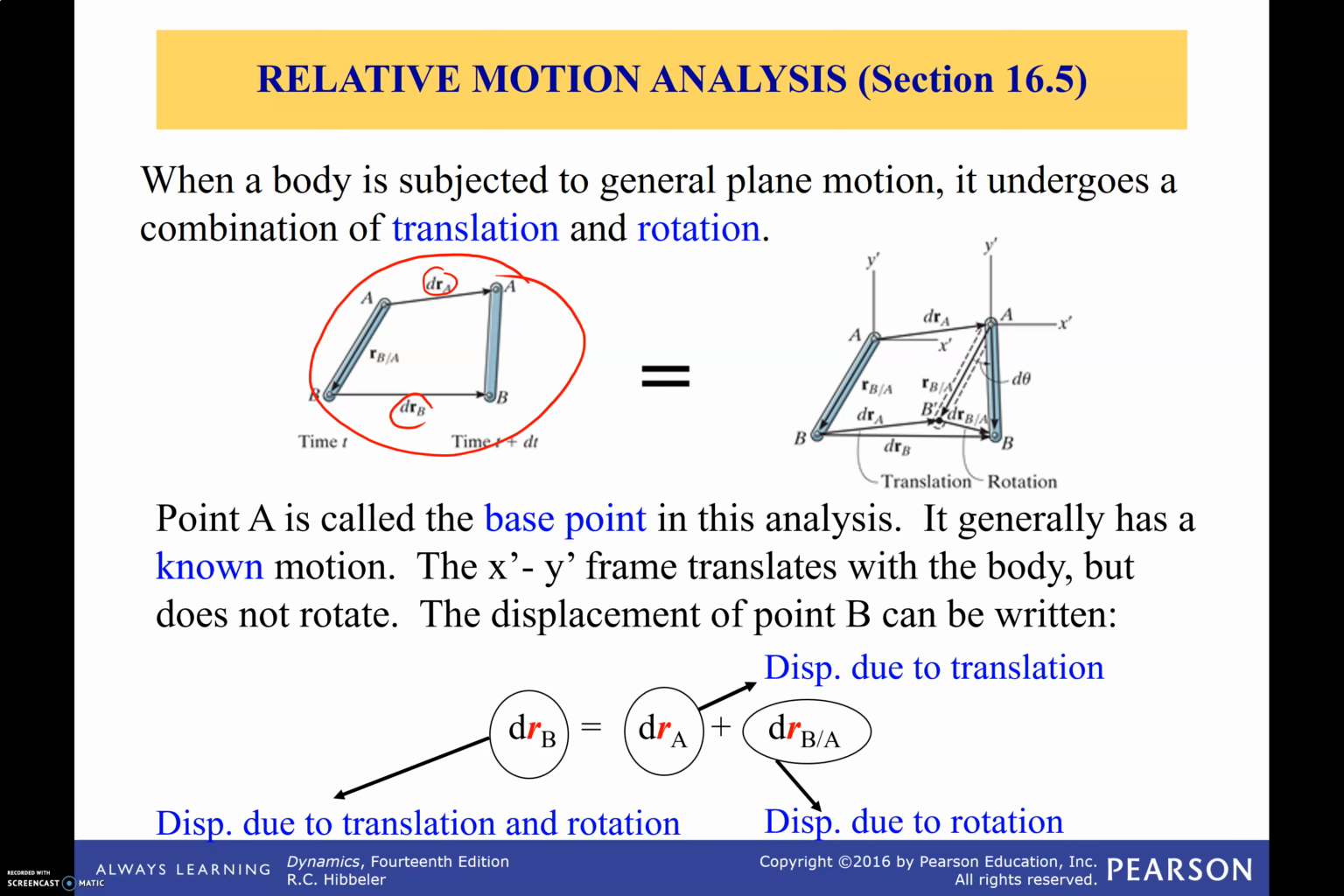So the way we are going to write this then is that the total displacement of B, drB, is going to be equal to the displacement of A, this vector here, plus the rotation part, which is the displacement of B relative to A. So there's going to be a coordinate system attached to A, but that coordinate system never rotates. In this type of analysis, point A receives the name of base point.